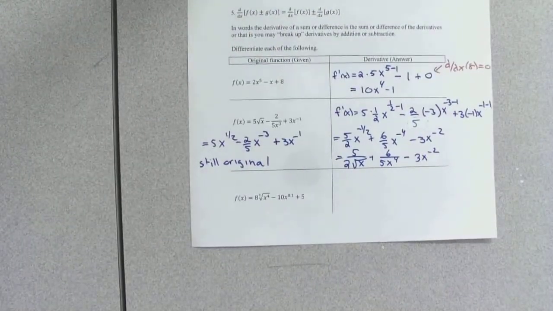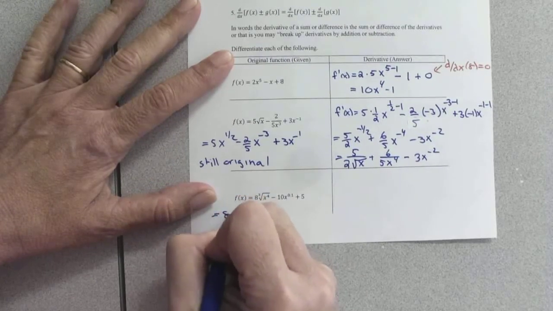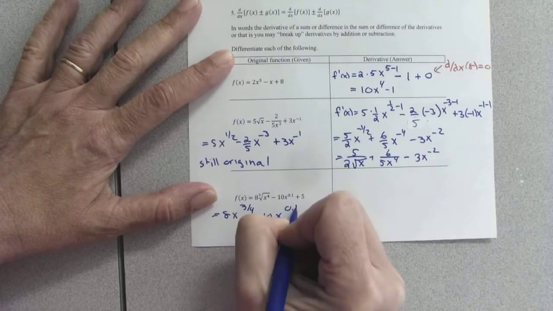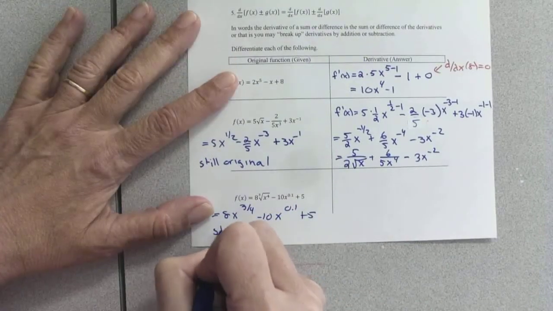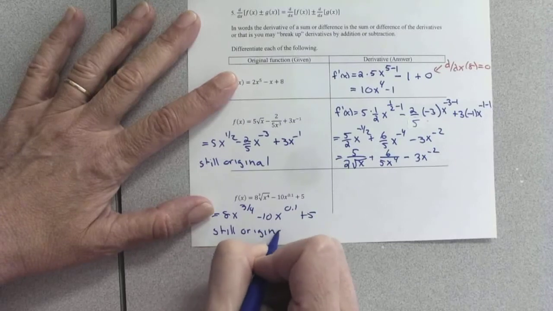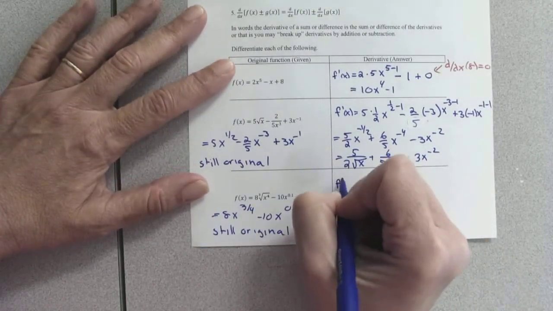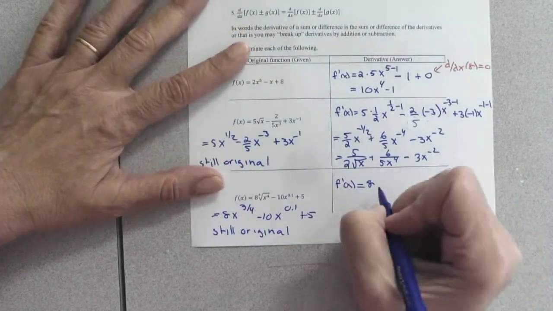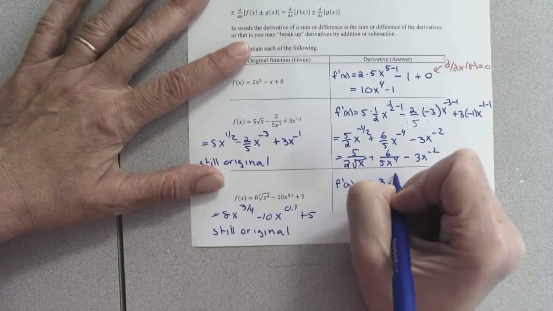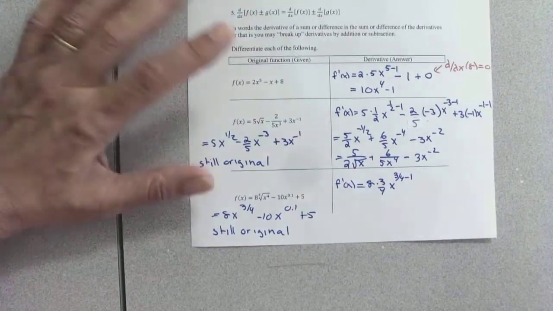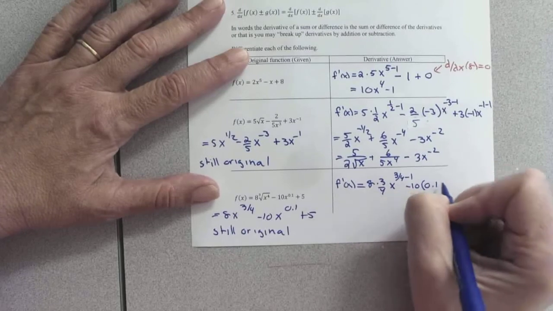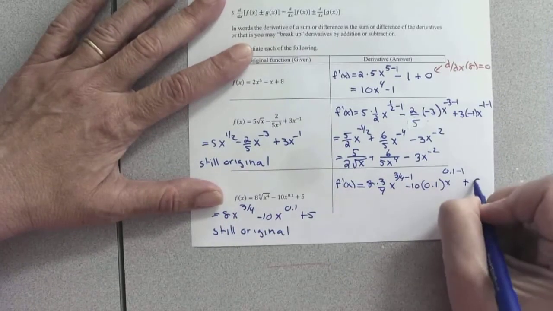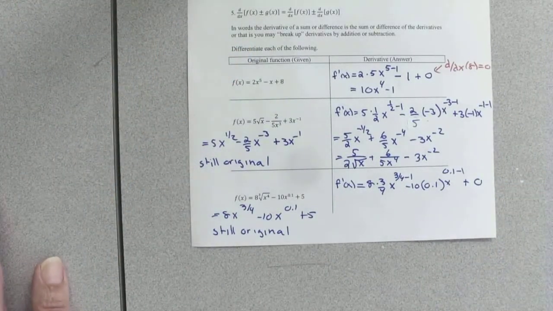Okay, next one. Let's do a little rewriting here. So that's 8x to the 3/4 minus 10 times x to the 0.1 plus 5. Again, still the original. Haven't done any calculus yet. So now derivative. The coefficient just stays there. Multiply by the exponent. Decrease the exponent by 1. Multiply by the exponent. Decrease the exponent by 1. And the derivative of a constant, sitting all by itself, is 0.